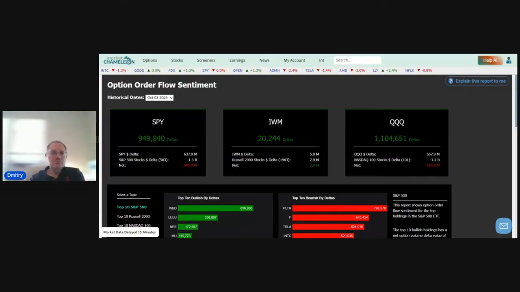And with options, for example, if the order flow looks like they're buying calls, selling puts, that is more of a bullish type of expression. Selling calls, buying puts is more of a bearish order flow. Okay, so that's how it looks.